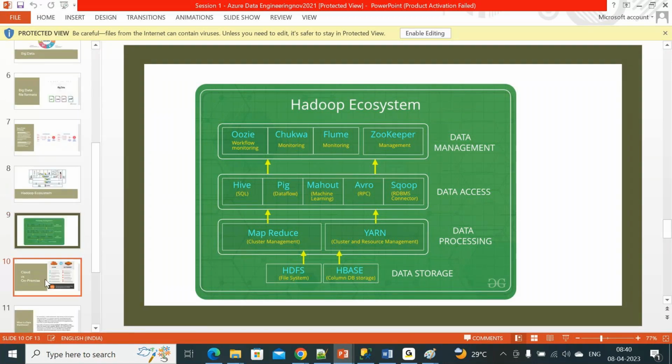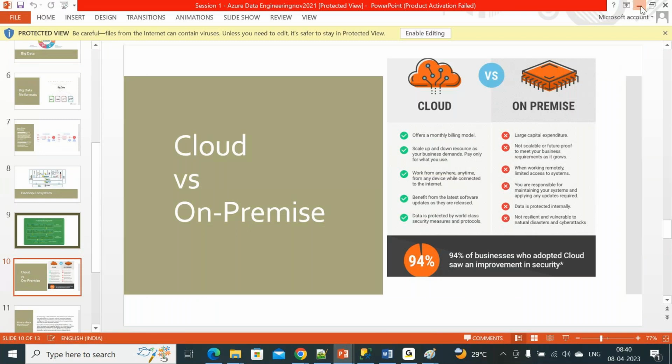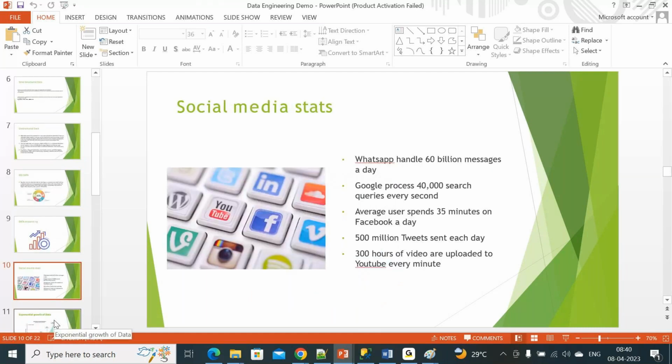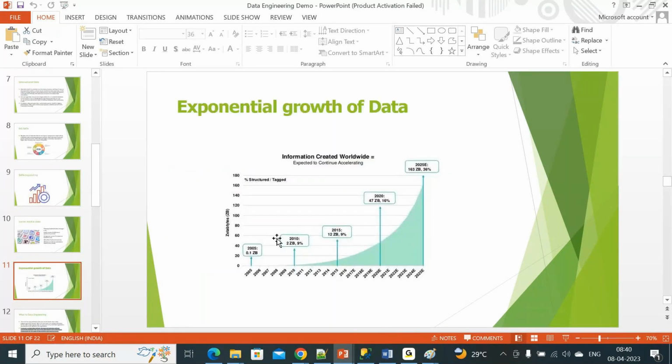Earlier, when Hadoop came into the market for big data. Next, when data expansion increased, if you see the stats, WhatsApp handles 60 billion messages a day, Google processes 40,000 search queries per second, and the average user spends 35 minutes on Facebook. When this data growth has increased exponentially, I need systems which can store and process this data efficiently and give me results in better time. Then a new set of tools under the name data engineering was introduced in the market.